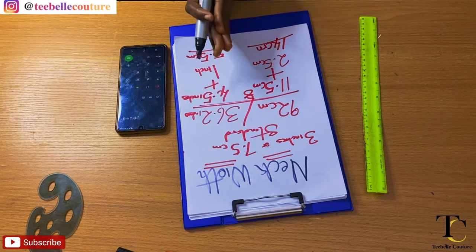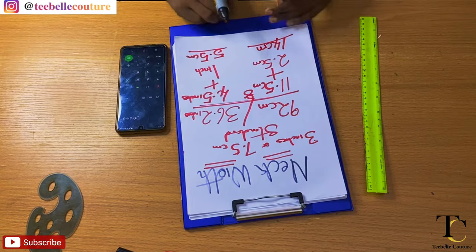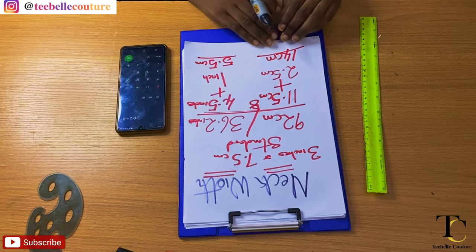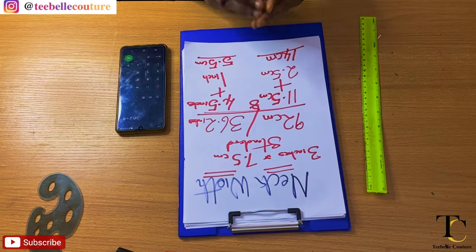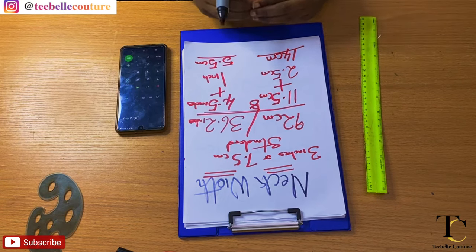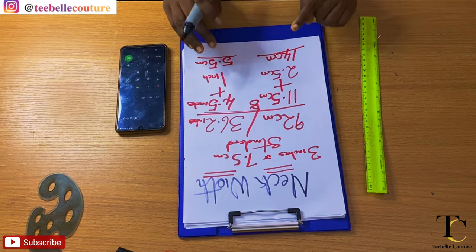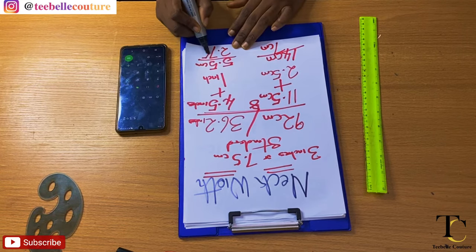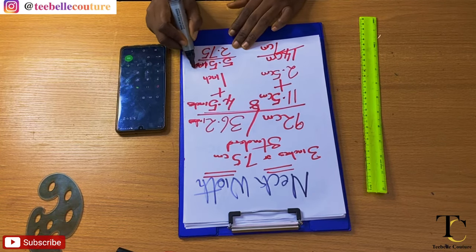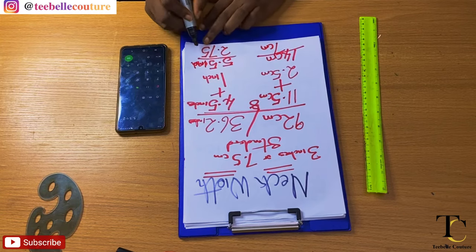To get 1/4 of my neck width, I will divide it by 2 again. 14 centimeters divided by 2, then 5.5 inches divided by 2. This gives me 7 centimeters and 2.75 inches respectively.